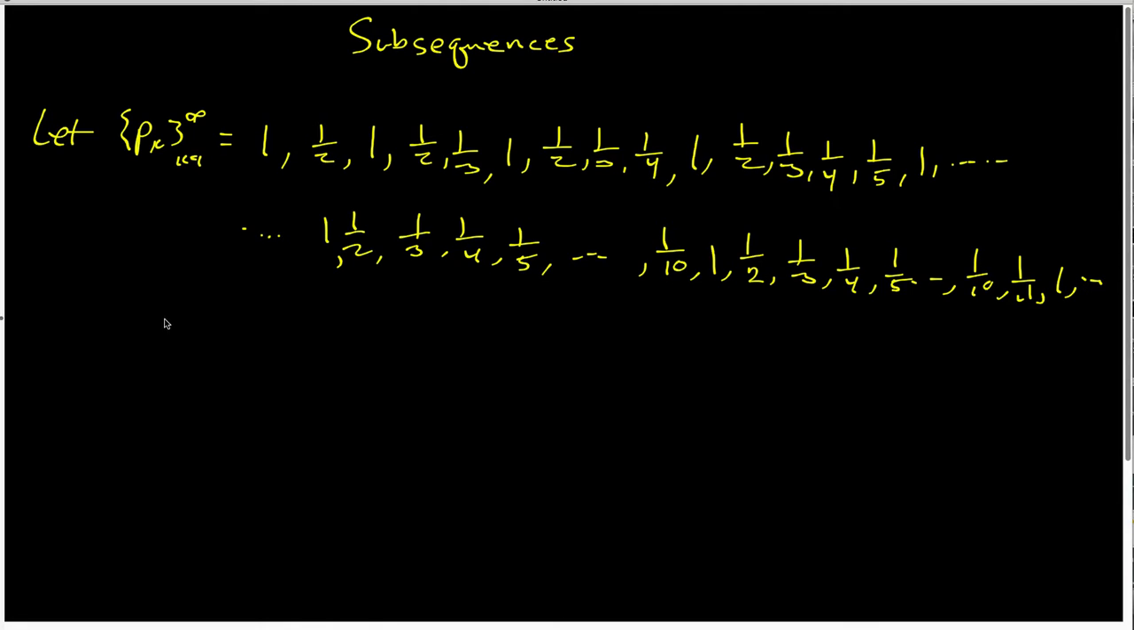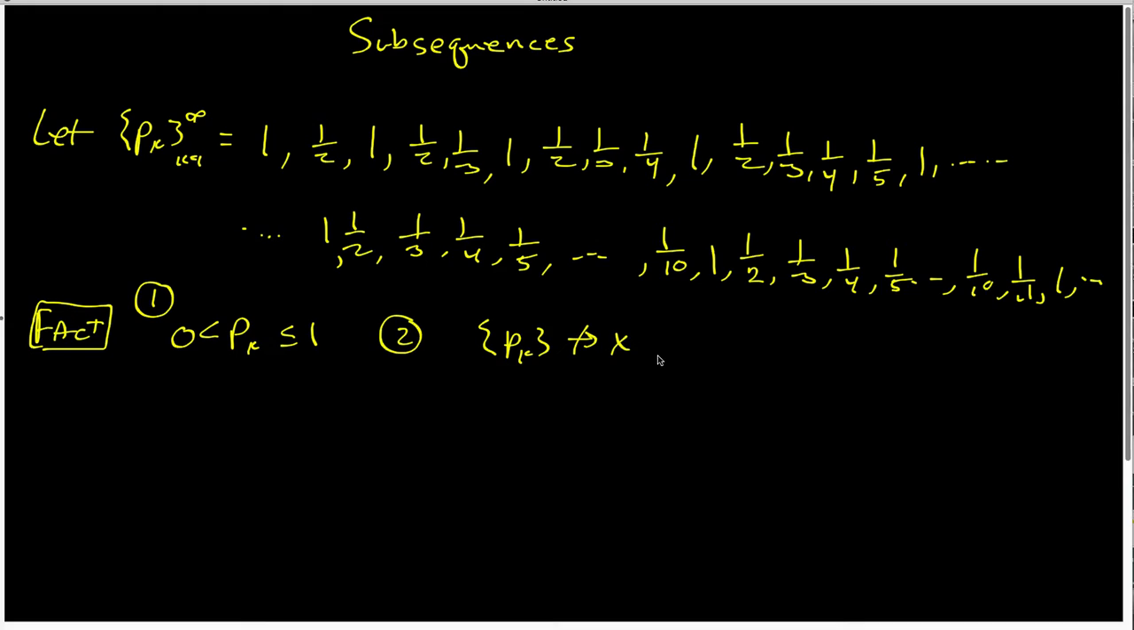Now, there are several things that I want to notice about this particular sequence. And so I simply am going to write down a few facts that you can verify for yourself. The first fact is that all of the pKs are going to be less than or equal to 1 and strictly bigger than 0. The second fact is that the sequence of pKs does not converge to any x.